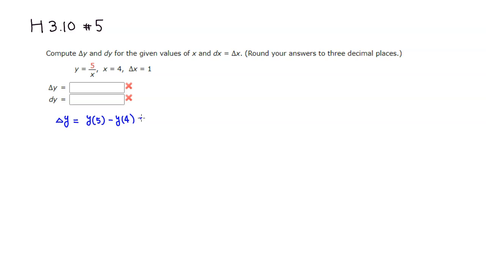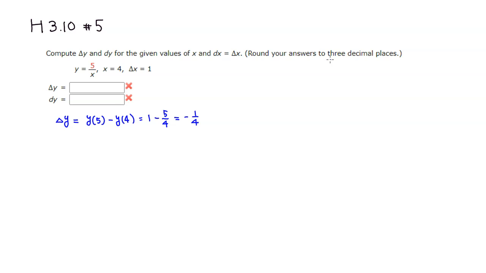So let's go ahead and find that. Plug in 5, so it's 5 over 5, which is actually 1. And then you subtract 5 over 4. It looks like it's negative a quarter, so negative 1/4.